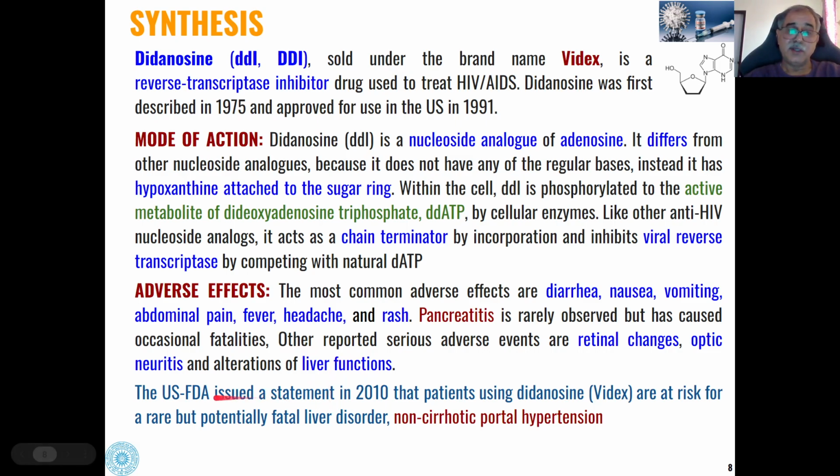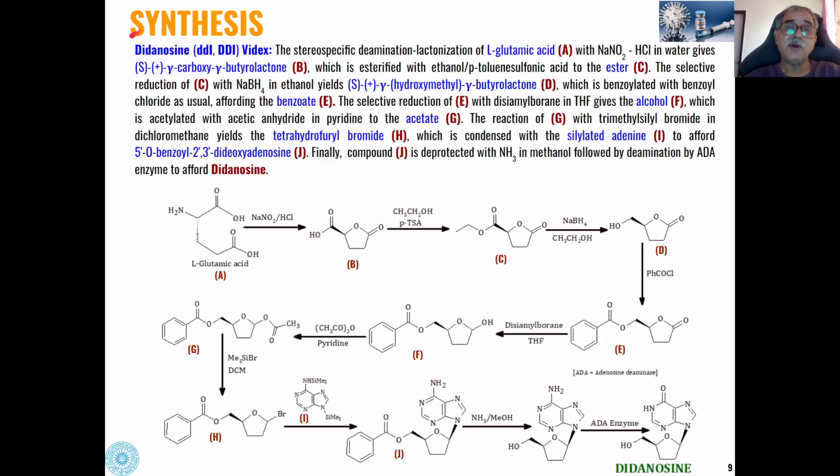So in 2010, the US FDA issued a statement that patients using didanosine are at risk for a rare but potentially fatal liver disorder called non-cirrhotic portal hypertension. Therefore, the use of this drug has been limited. Now, didanosine or Videx can be synthesized from L-glutamic acid.